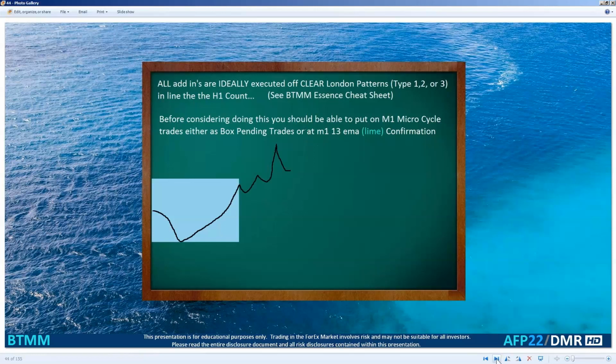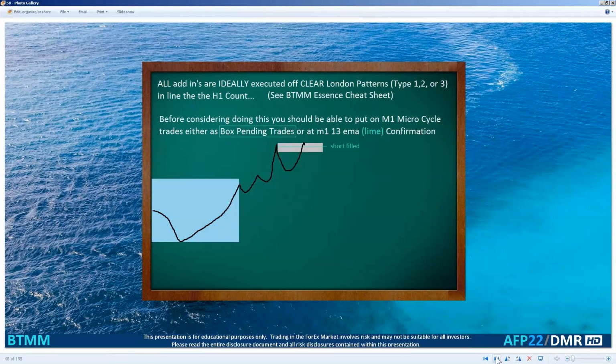Okay, you've got your Asia range. You have your 1, 2, 3 pushes up into a leg 1. Steve would have us do a box pending trade where you bring the box across, put the pending order 1 pip inside of that extreme, wait for it, and hope the market comes up and fills your short order down to the bottom, and now you're in a box pending trade.